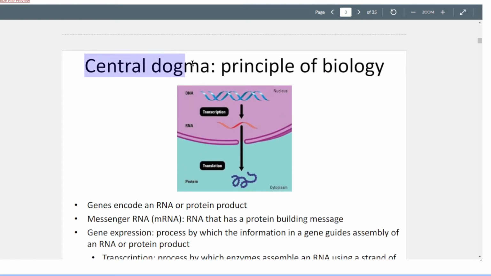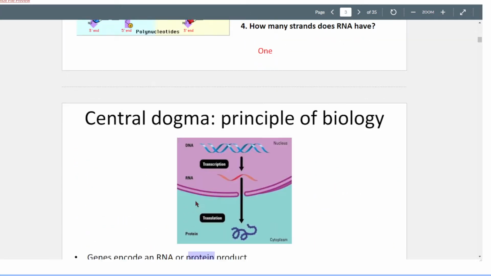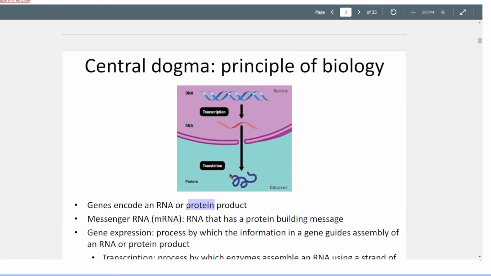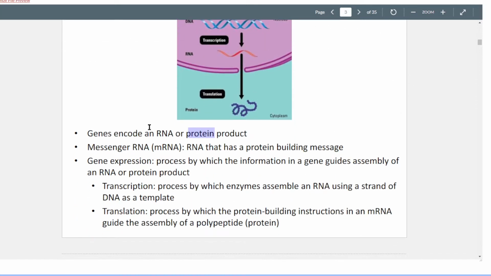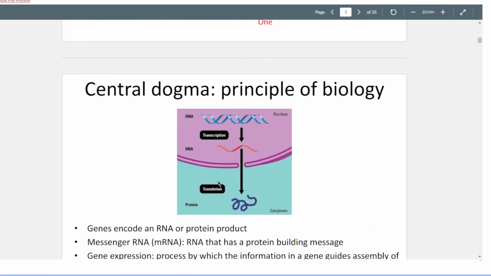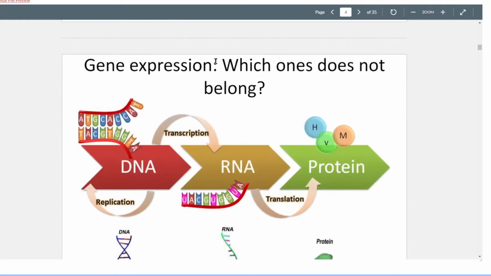So, central dogma. Genes code, and RNA and proteins are their products. The central dogma is DNA to RNA to protein. And the two processes are transcription and translation. So we have mRNA, which sends the message from the DNA to the protein, and you have things like gene expression, transcription, and translation. Now we're going to deal with proteins and how we make proteins with DNA.